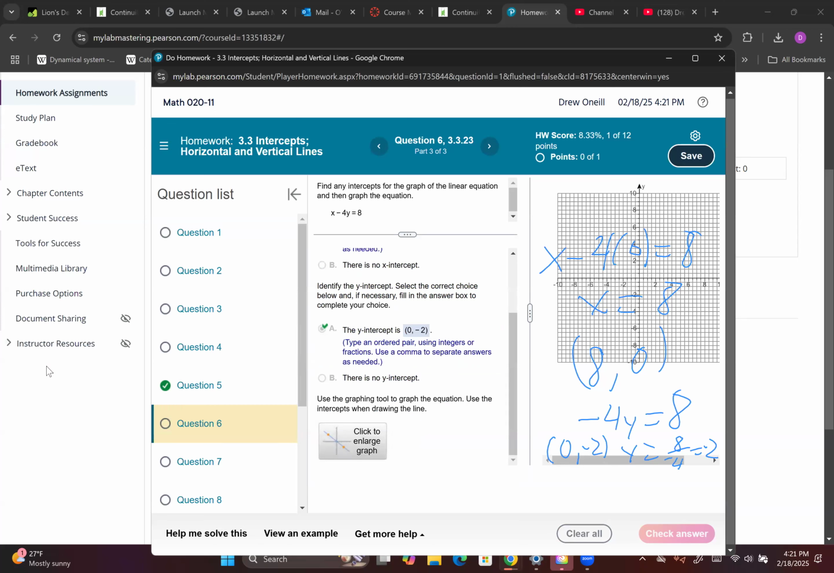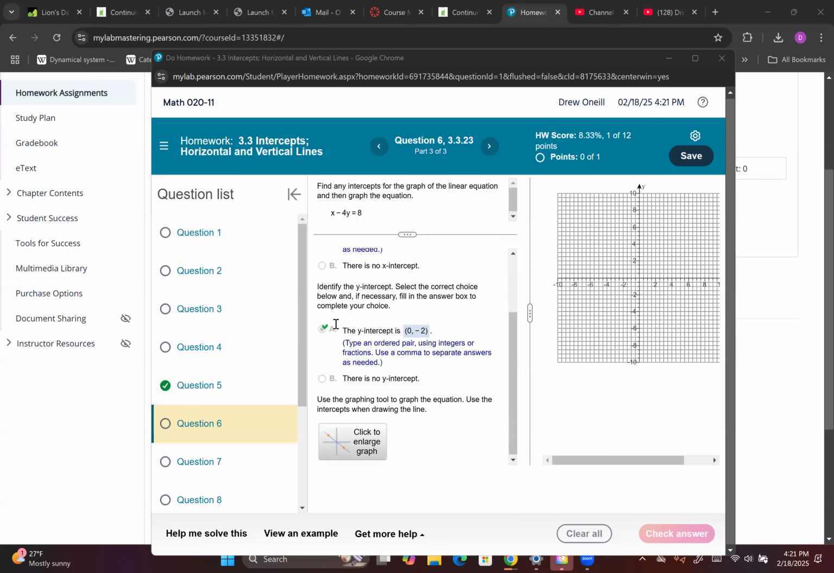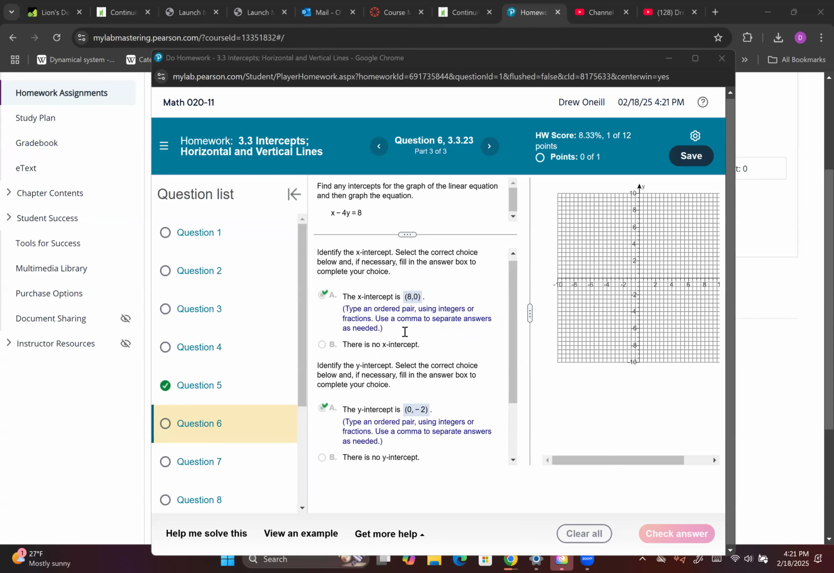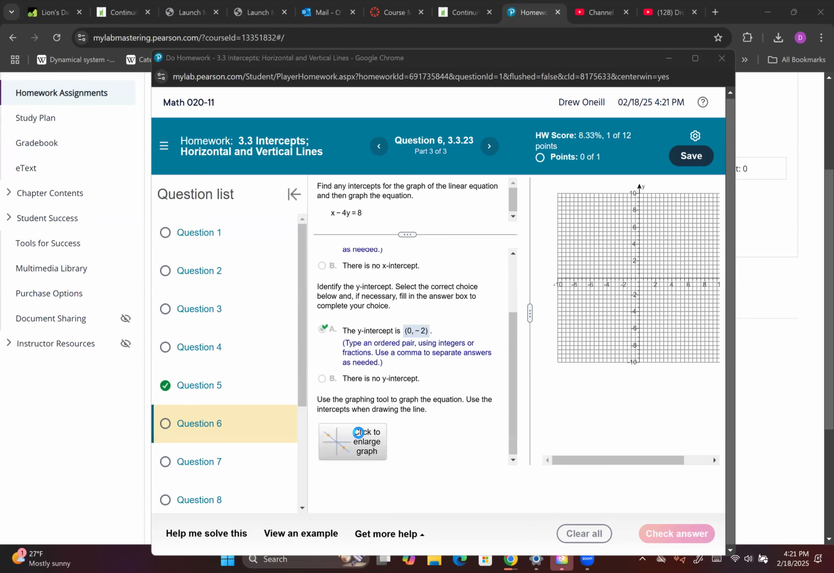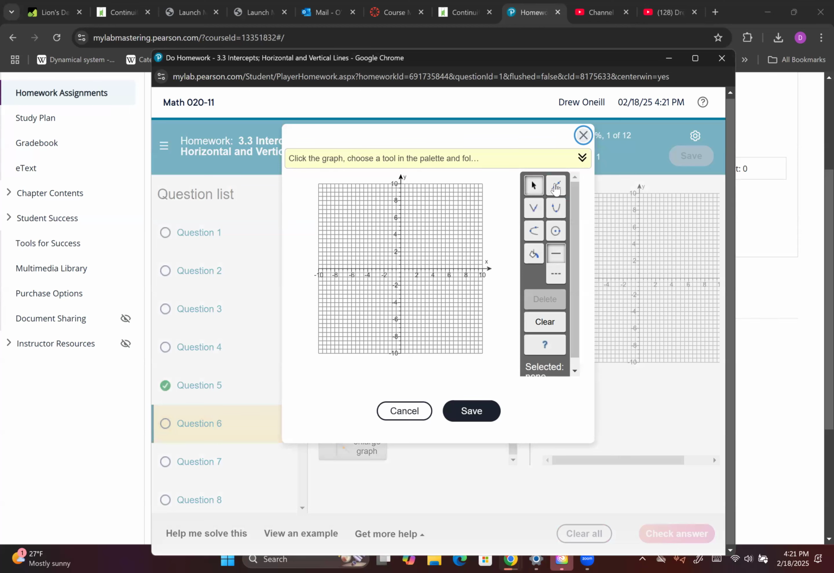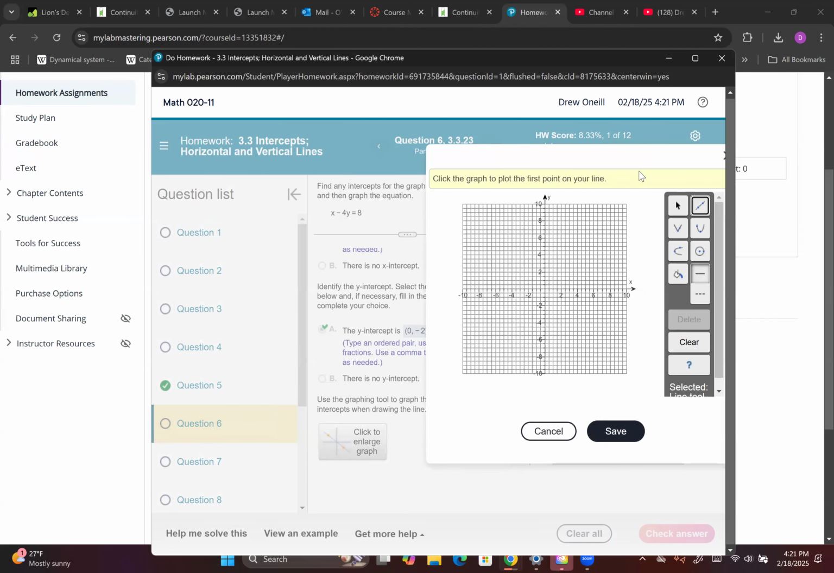Now to graph this, we can use the intercepts. So they're not just asking this for fun. These are going to help us to graph, meaning all we need to graph a line are 2 points. We have our 2 intercepts, so we can just plot them. So the first point was 8, 0.